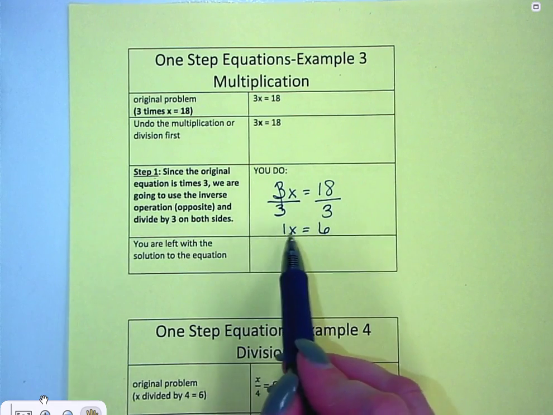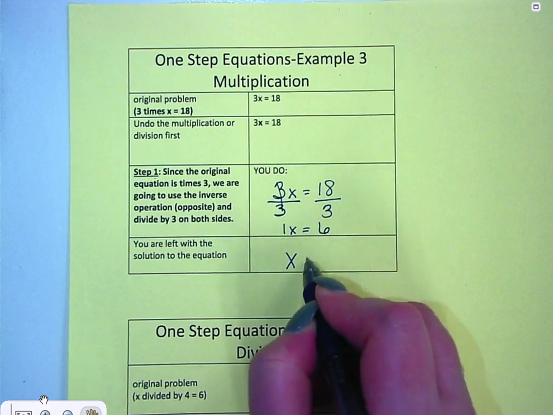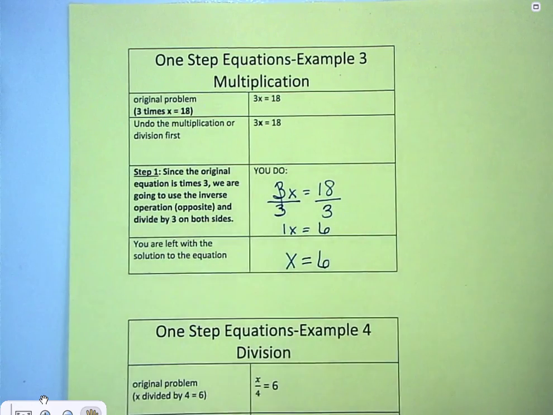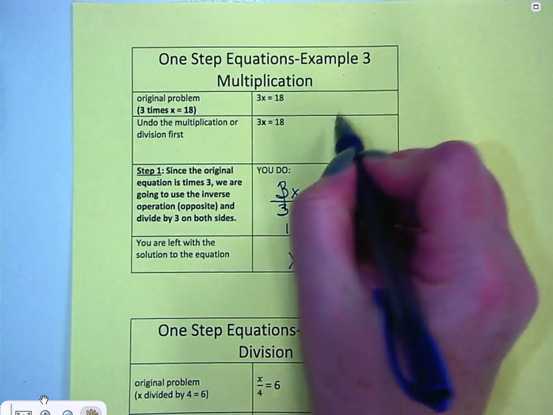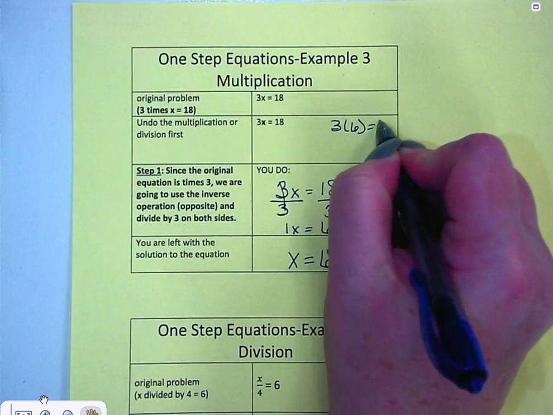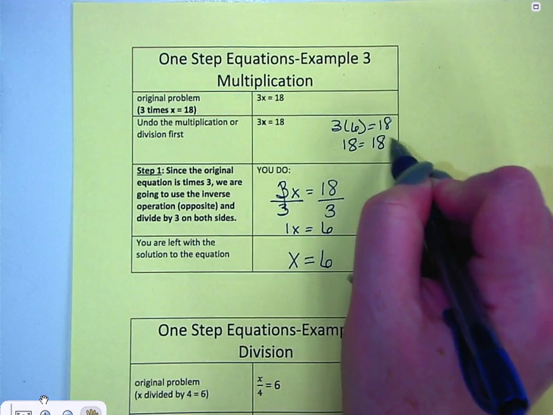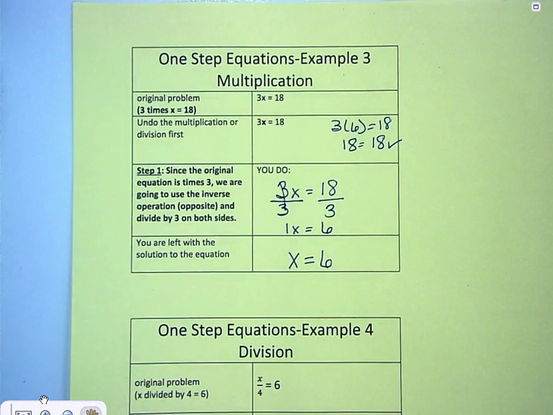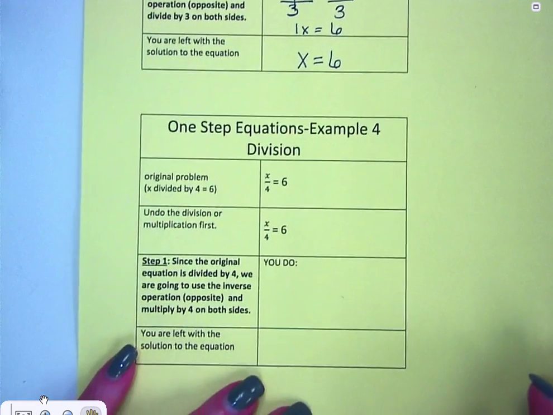And when I rewrite this, do I need to write the 1x? No. Whenever you just have an x, it's understood that there is just one of them. So x equals 6. Could you check that now? You could. You could say 3 times, and replace the x with a 6. 3 times 6 equals 18. And 3 times 6 is 18, and 18 does equal 18. So it is correct. Any questions about that problem? Do you remember that from last year? Okay. All right. Let's move on to division.